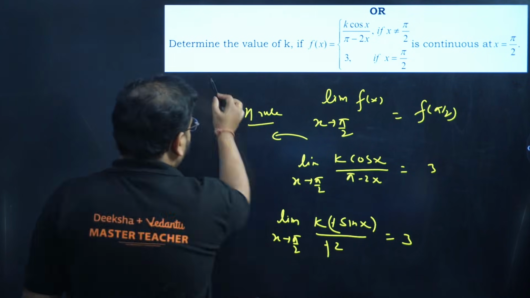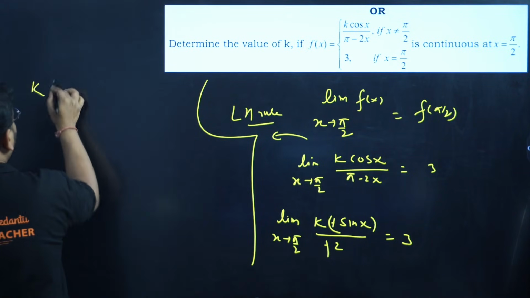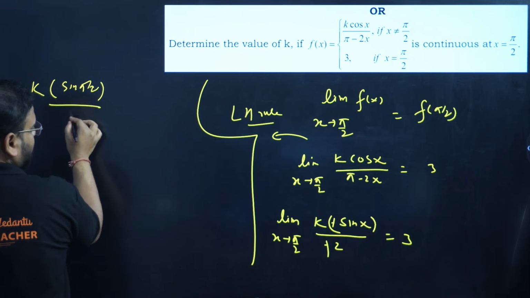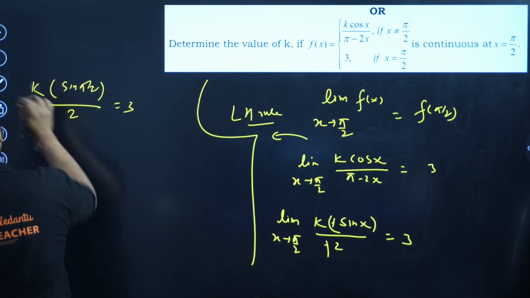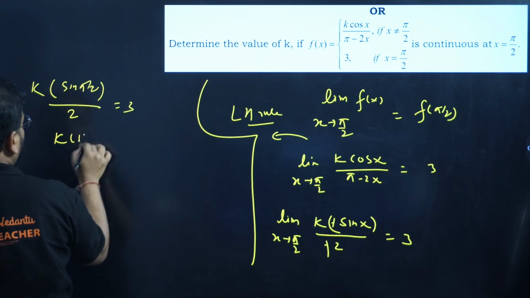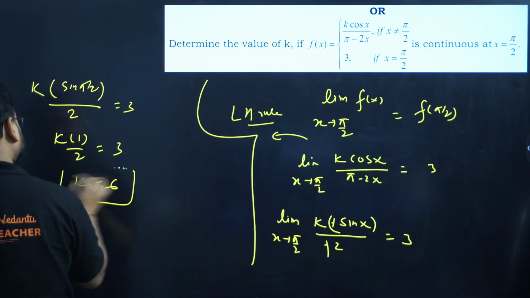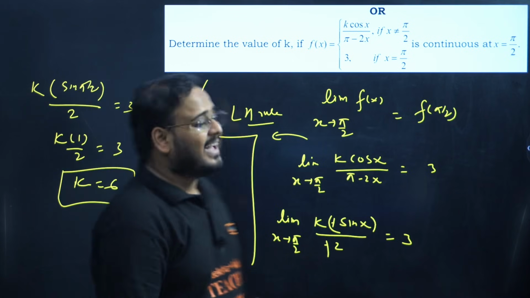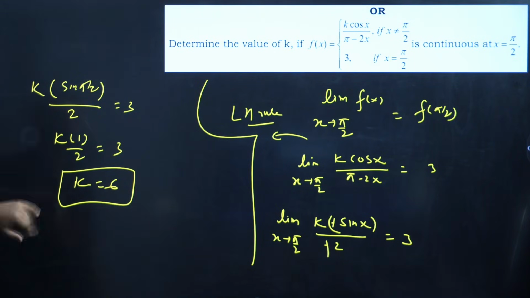Now substitute back the value. When you put the value pi by 2, you will get k into sin pi by 2 divided by 2 equals 3. Sin pi by 2 is 1, so k into 1 by 2 equals 3. So k equals 6. This is your final answer, and the end of your model question paper number 2.